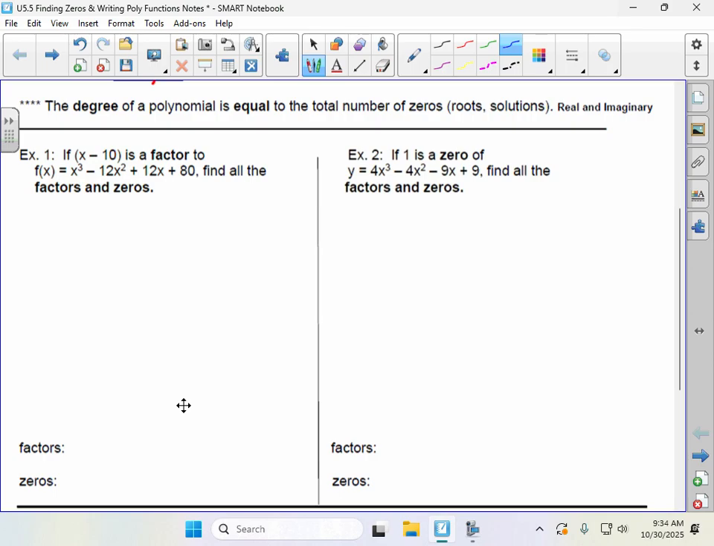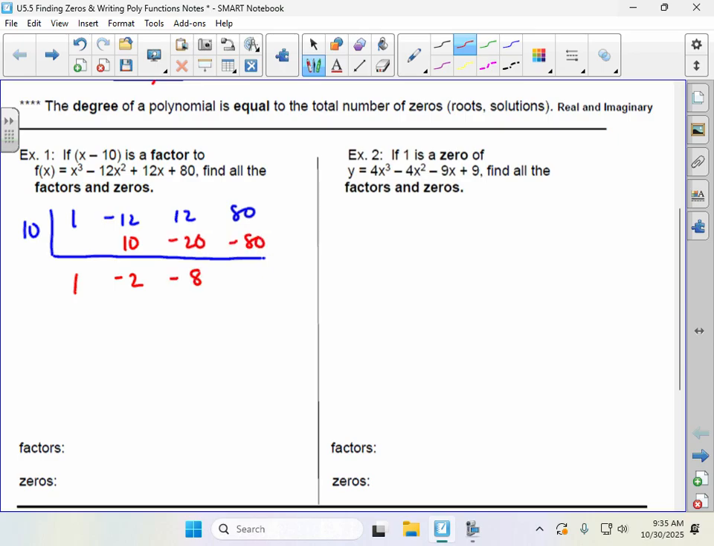Now, since x minus 10 is a factor, to use synthetic division we have to change the sign. So we're going to use positive 10 instead of negative 10, because 10 is the solution, and this is what you use in synthetic division. Then our coefficients are 1, negative 12, positive 12, and 80. We'll just go through the synthetic division like all the other problems: multiply, bring it up, add down, keep doing that. Now, if you do this correctly, you should get a remainder of 0. I put a little smiley face. If you don't get a remainder of 0, then you did the problem wrong.